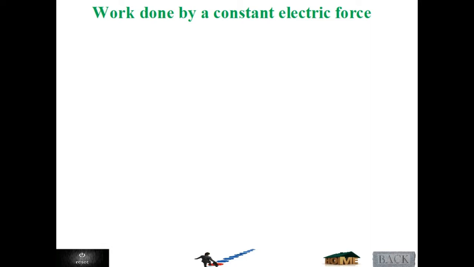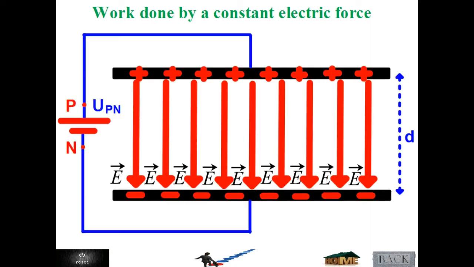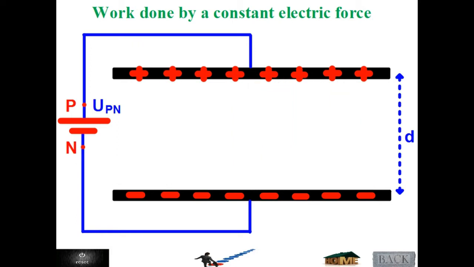Work done by a constant electric force. If we have two parallel plates connected to a battery, then one of them will be positively charged and the second will be negatively charged. We will experience a uniform electric field between the two plates, starting from the positive going towards the negative. For simplicity, we will represent the electric field by only one arrow.